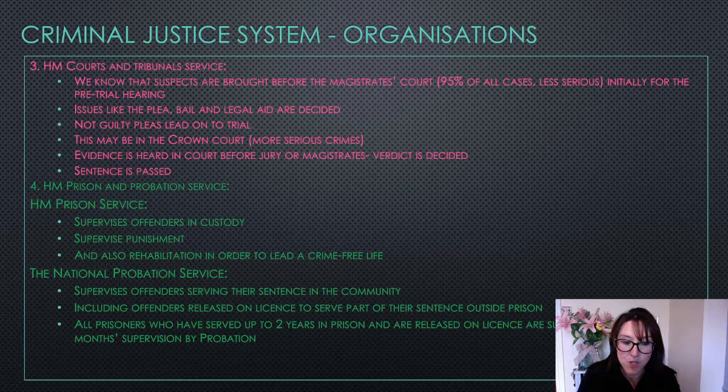All prisoners who have served up to 2 years in prison and are released on licence are subject to a minimum of 12 months supervision by probation. So if you've been given a sentence and you're released after 2 years, but you're released early on licence, then you have to have at least 12 months probation to make sure that you are following the law and that you are not falling into bad habits and that we know what you are doing. They also supervise punishments, and they help with rehabilitation as well.